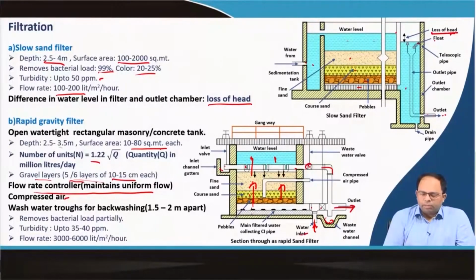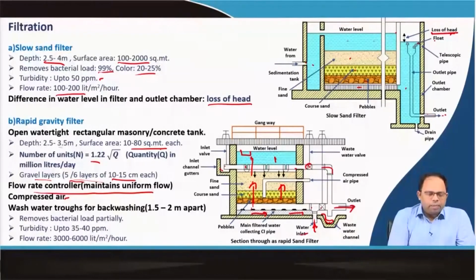And the clean water could be taken out even from below in another direction as well. So, when the filter is working, wash water troughs for backwashing are 1.5 to 2.5 meter. Usually, this kind of troughs are at the top, so that when the dirty water comes up, it is collected in those troughs and it could be taken out. And also, this is another arrangement where we have a pipe through which the water could also be taken out.